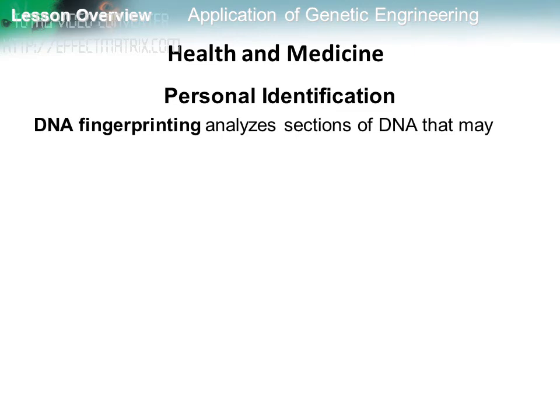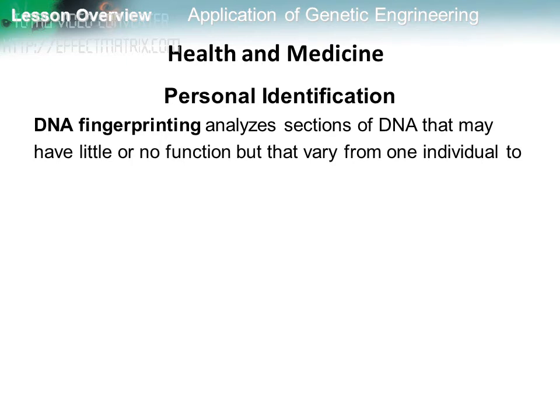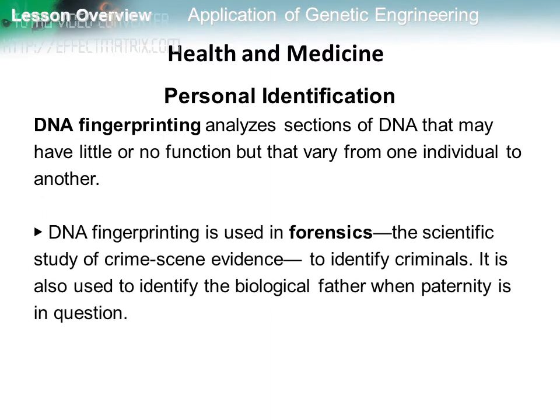What do you mean by DNA fingerprinting? DNA fingerprinting analyzes sections of DNA that may have little or no function, but that vary from one individual to another. DNA fingerprinting is used in forensics, the scientific study of crime scene evidence, to identify criminals. It's also used to identify the biological father when paternity is in question.